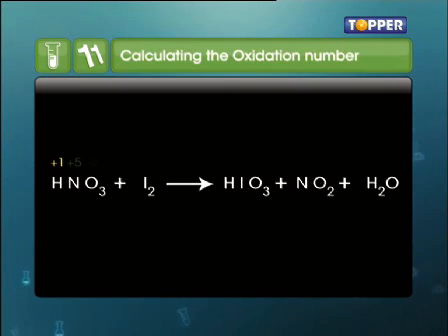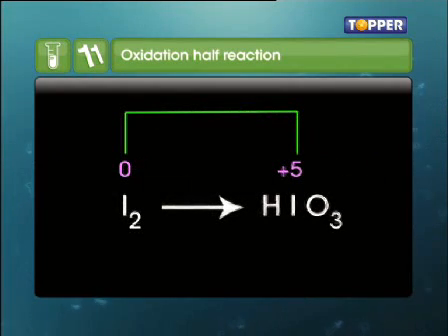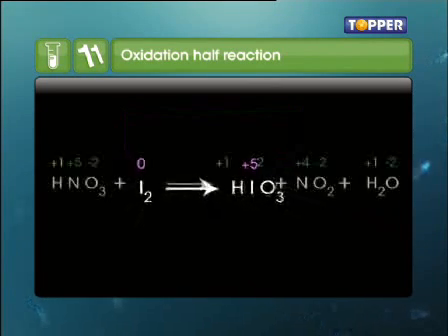We will first separate the redox reaction into oxidation and reduction half reactions. To do this, we need to calculate the oxidation number of the elements on either side of the redox reaction. Iodine shows an increase in oxidation number from 0 to +5 and is written as oxidation half.